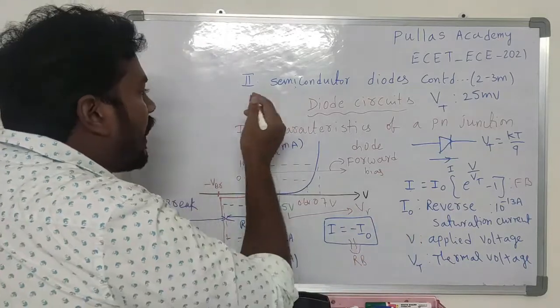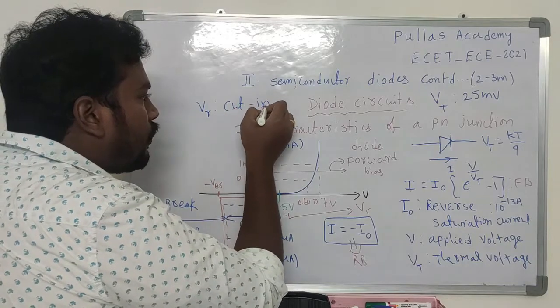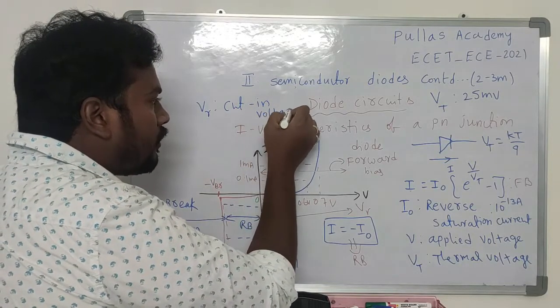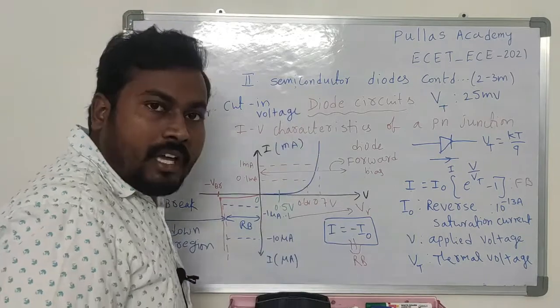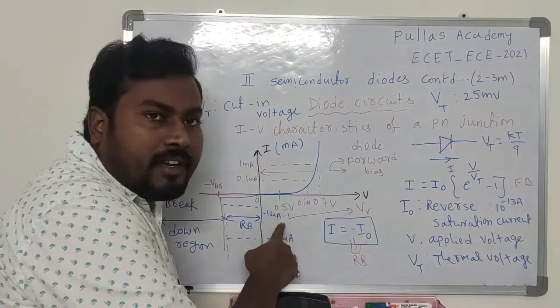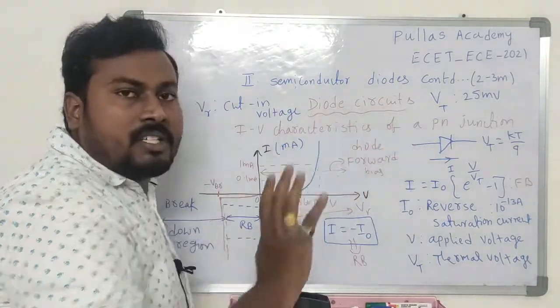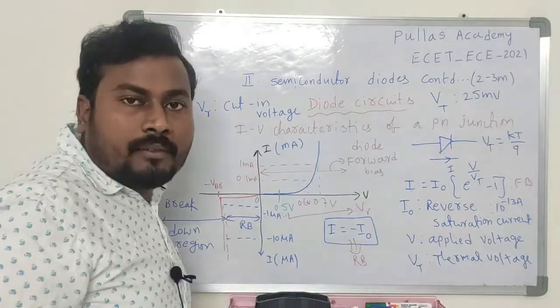So what is V gamma referring to? V gamma is the cut-in voltage of the diode. Here the cut-in voltage of the diode is 0.5 volts. So this is how the IV characteristics of a diode will look.